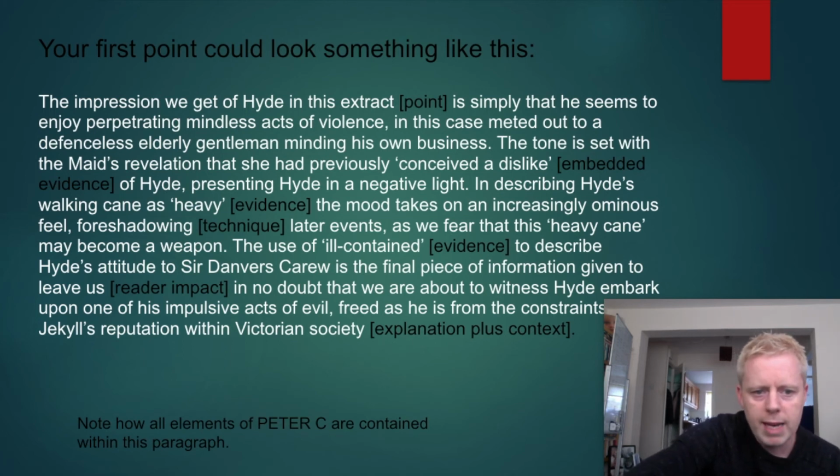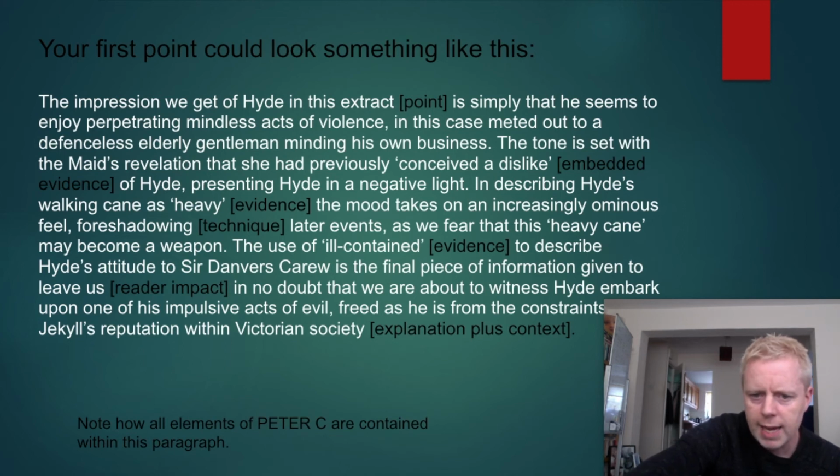The tone is set with the maid's revelation that she had previously conceived a dislike of Hyde, presenting Hyde in a negative light. In describing Hyde's walking cane as heavy, the mood takes on an increasingly ominous feel, foreshadowing later events, as we fear that this heavy cane may become a weapon.